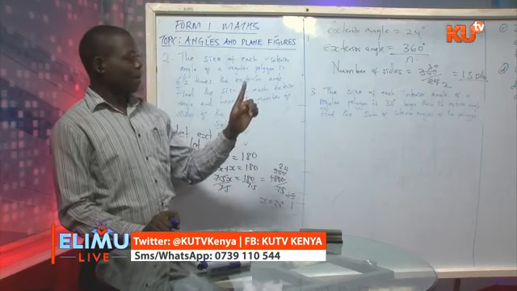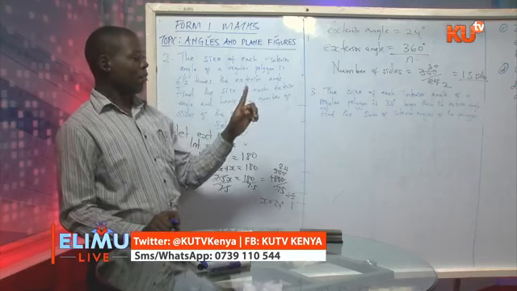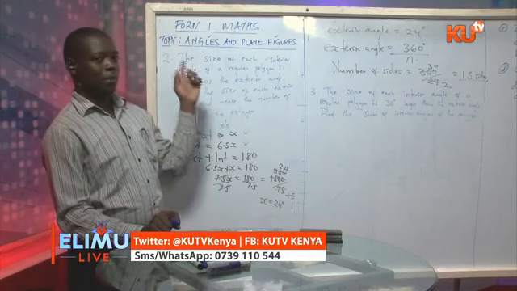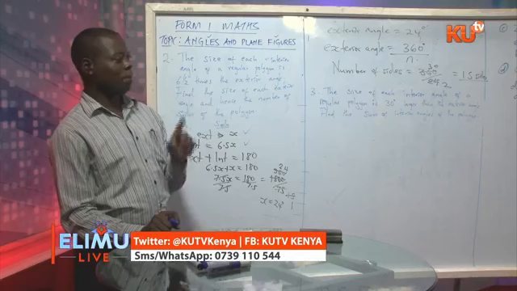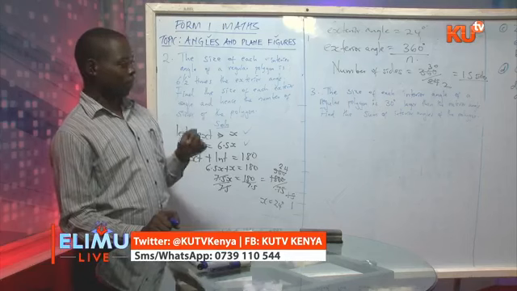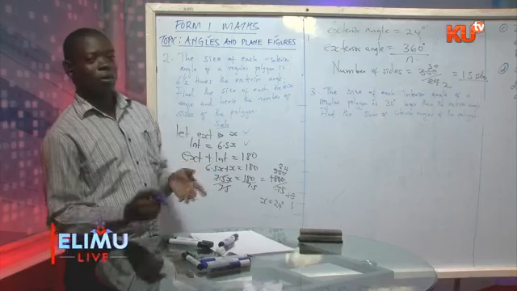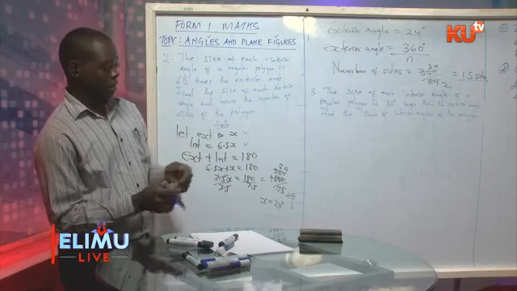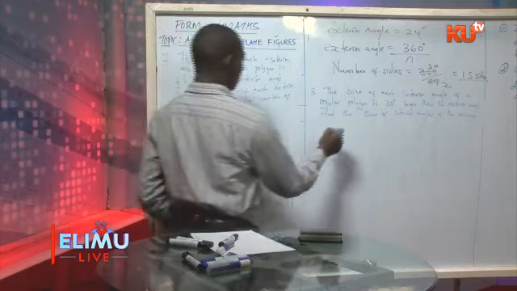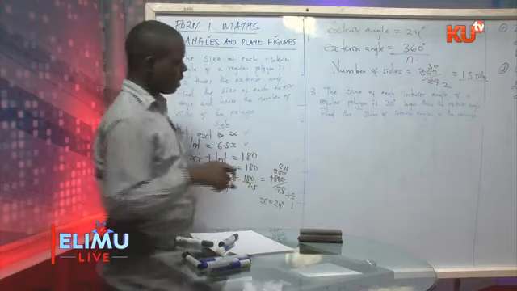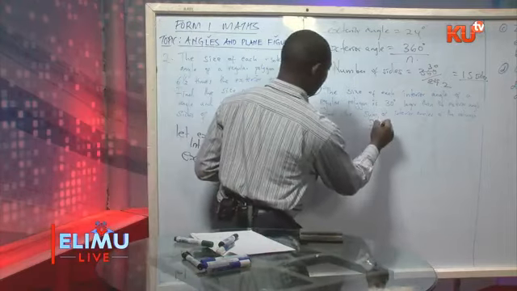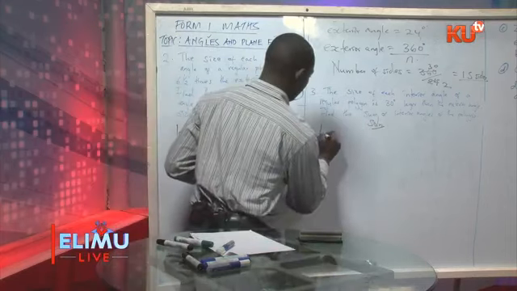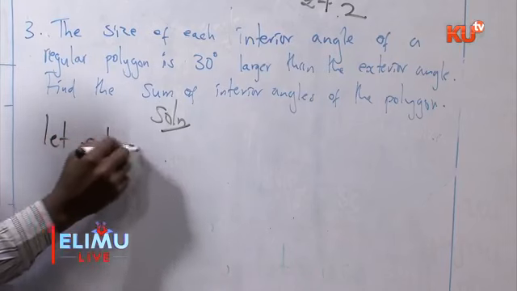We now have the interior, we have the exterior, and now we are asked the sum. In the first case, there was no sum. But in question 1, we were given the sum with a value. These are the same questions, but they are worked out differently using the same formulas. So we'll again say, let the exterior be x.